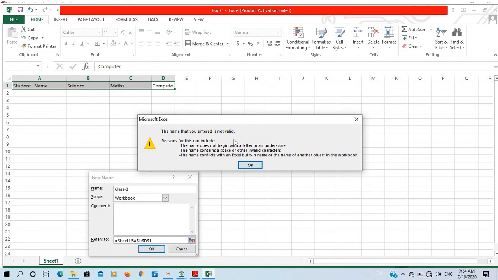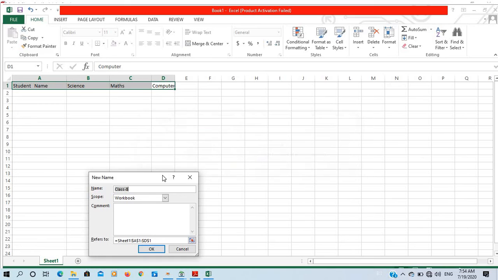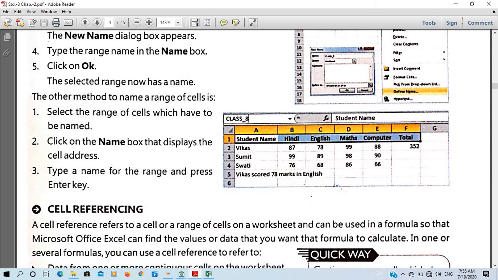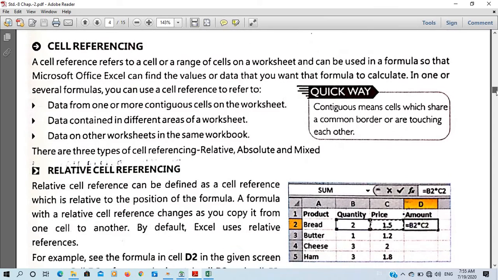The name that you entered is not valid. Okay, so there may be some problem. Now it's okay. The hyphen was not being accepted. This was the difficulty. Now you understand how to give a group of cells, means a range of cells, a name. आपने सीखा कि किस तरह से एक range of cell को नाम कैसे देंगे.